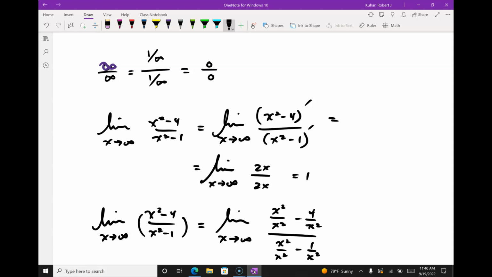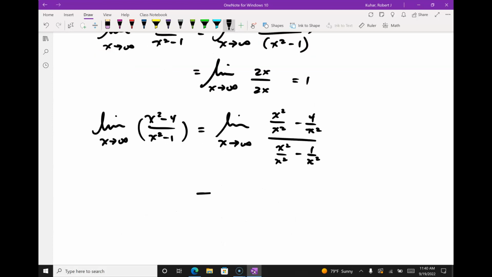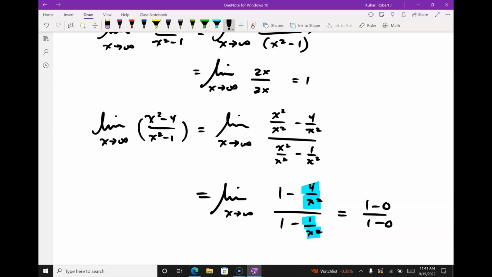So I actually just multiplied by 1, you can think of that. So what happens now? I get 1 minus 4 over x squared, over 1 minus 1 over x squared. But I know something about these two limits, don't I? I know they go to 0. So I get 1 minus 0 over 1 minus 0, so I get 1.